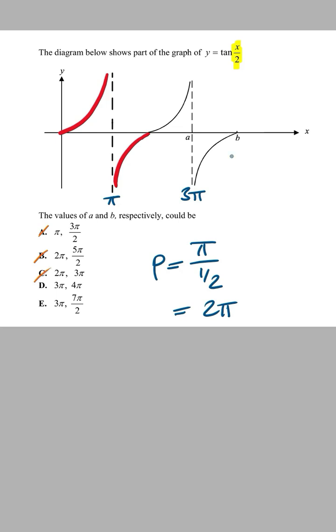The value of b is the x-intercept of this tan graph, and this is going to be halfway between the two asymptotes. If the distance between the two asymptotes is 2 pi, then halfway it's going to be pi, and so if we add pi to 3 pi, we're going to get the value of b is equal to 4 pi. And so the answer is going to be option D.